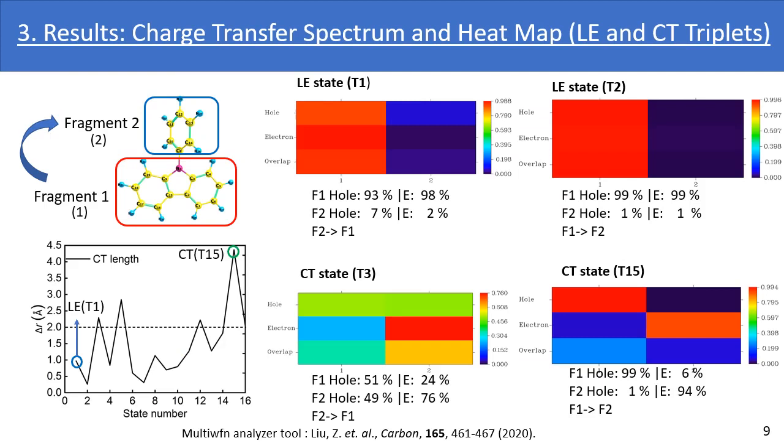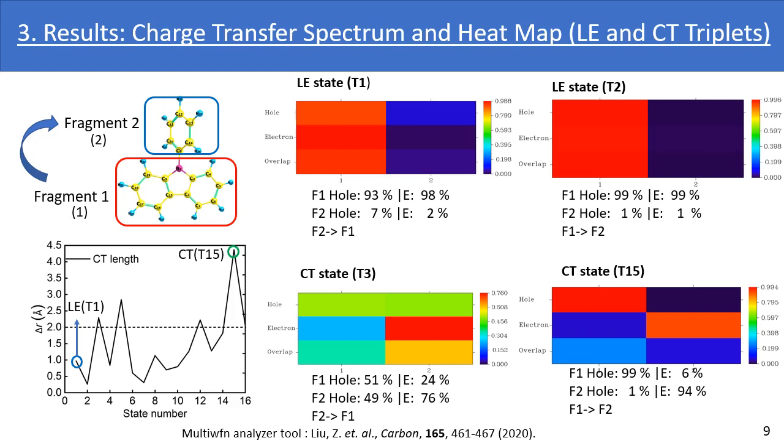Using the same analogy, we can also identify the local excited and charge transfer states in the triplets as well. Here in the bottom left panel, we plot the charge transfer length as a function of the total number of states for the triplets, and we have already identified state 1 as the local excited state and state 15 as a charge transfer state. Now if we look at the corresponding heat map, we see that for the T1 state, the electron and hole are both localized on fragment 1, and thus the overlap function is extremely high. It is similar to T2, which is also a local excited state.